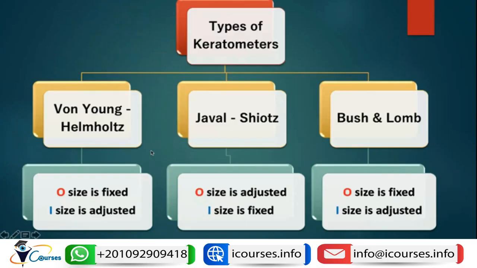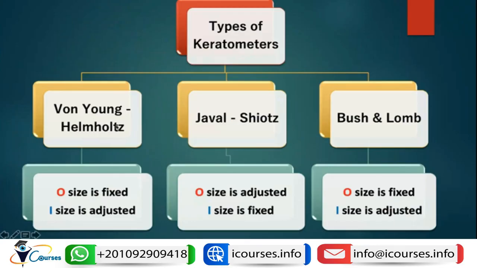This slide is very, very important, which summarizes the different types of keratometry and the principle of each one of them. So we have three types of keratometers. We have the von Jung-Helmholtz, the Javalchiot's, and the Bosch-Lamp. These are the three main types of keratometers that we have in the market, and every one of them acts by a different principle. So please focus with me to know the differences between all of them.